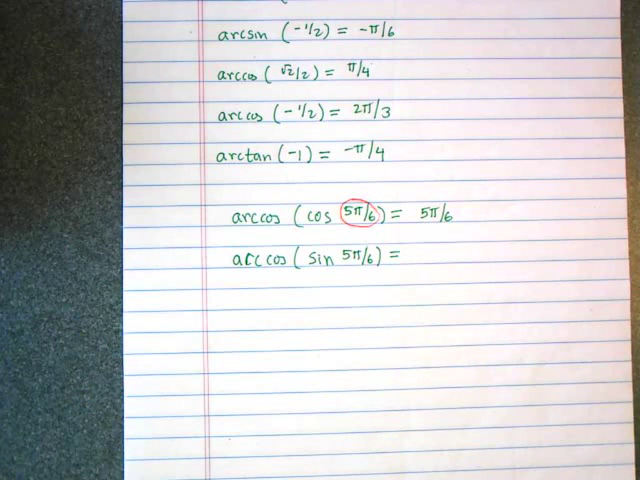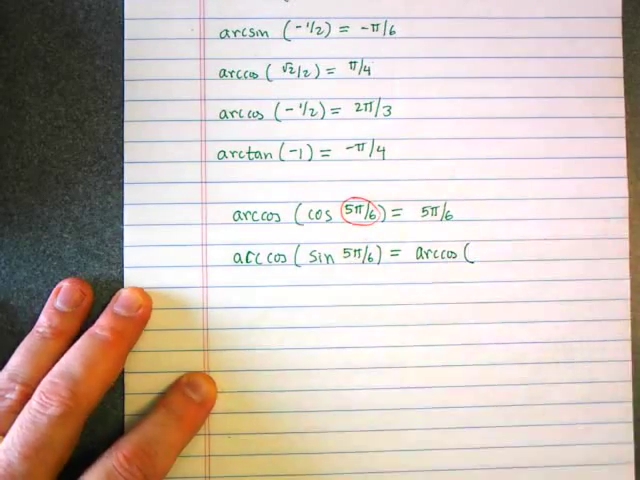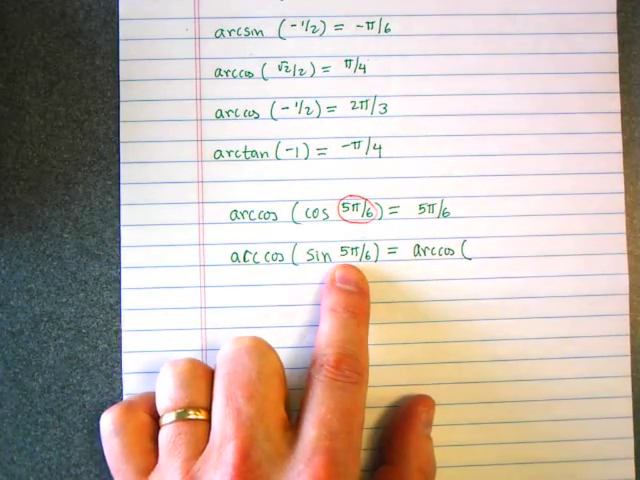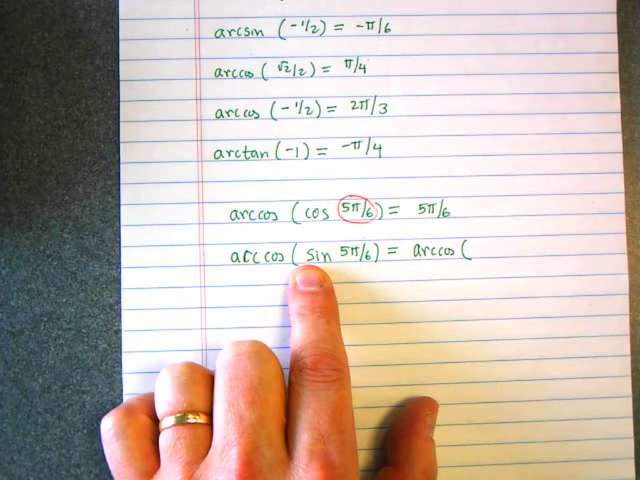Now it's harder, of course, because there's no way those two things are just going to kill each other. No way that's going to happen. So here's what you do. This is the arc cosine of, what's the sine of 5 pi over 6? Where's 5 pi over 6? Quadrant 1, 2, 3, 4. 2. So sine is positive in quadrant number 2. Darn it, right? Darn it.